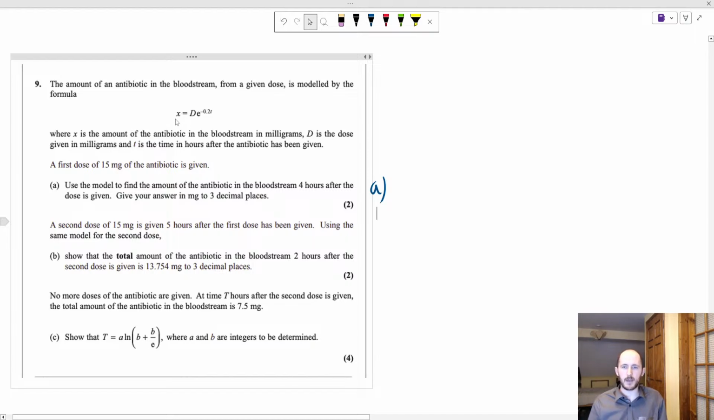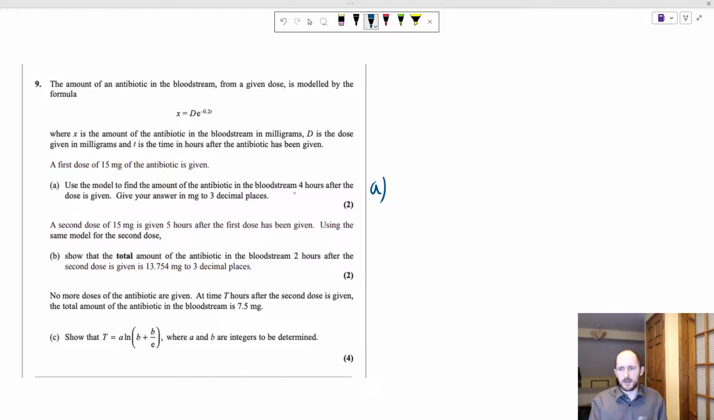So, x is equal to d e to the power of negative 0.2 t, where x is the amount of the drug. A first dose of 15 milligrams is given, so that means d is 15. Use the model to find how much is in there. Cool, this is easy. x is the amount in the bloodstream, 15 is our initial dosage, e to the power of minus 0.2, and it's 4 hours.